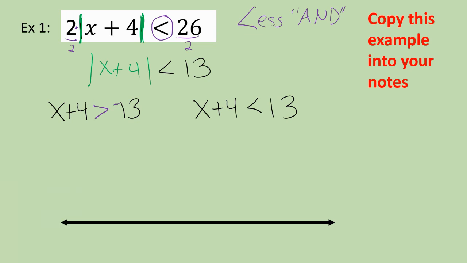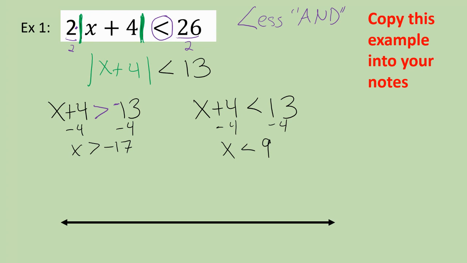All right, so now what we're going to do is solve this just like normal. Subtract 4, subtract 4. So x is going to be greater than negative 17. Subtract 4, x is going to be less than 9. And remember, we already know this is an AND problem. So we're going to go ahead and graph it so it's a little visual of how to get your answers.